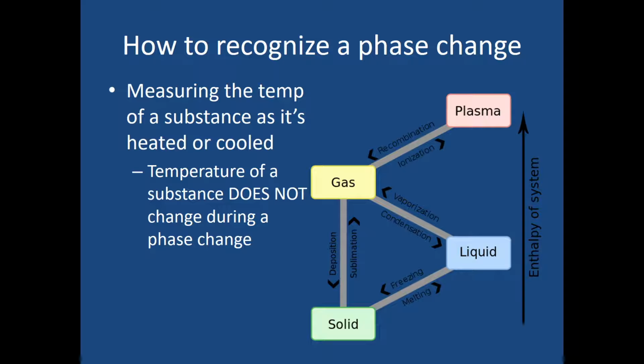You might never have heard of this, but solid to gas is sublimation, and gas to solid is deposition. We don't use plasma, but going from gas to plasma is ionization, and plasma to gas is recombination. You don't have to remember the plasma portion. It's not on the test at all.